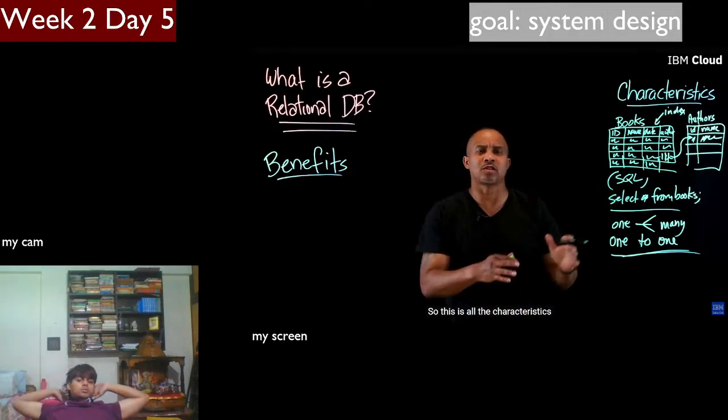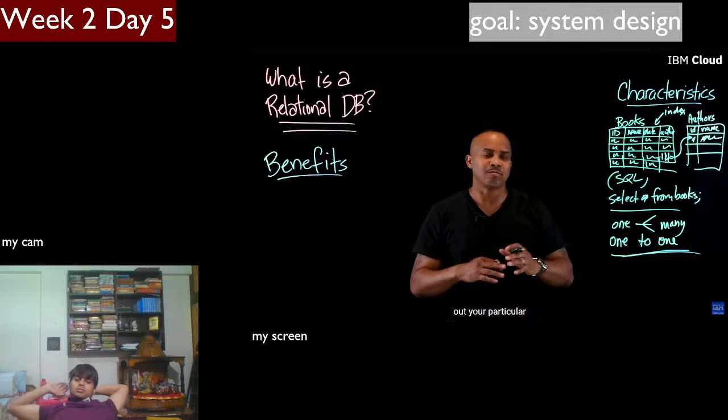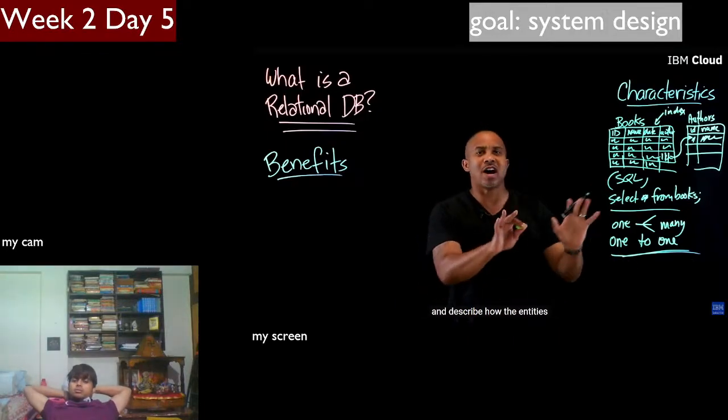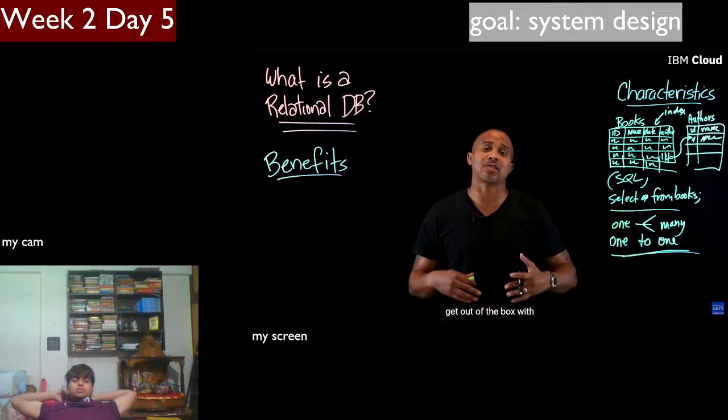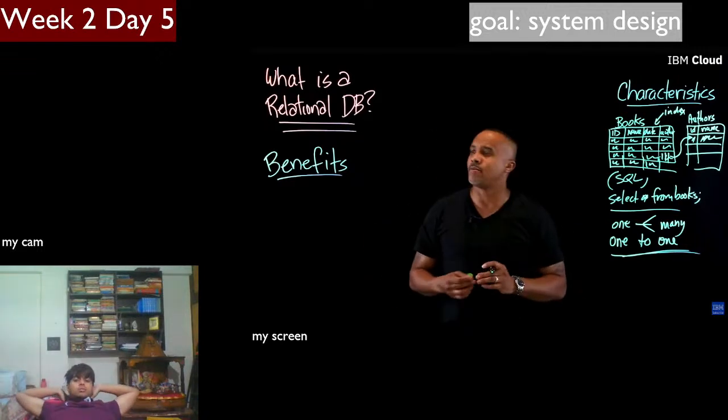So this is all the characteristics of what you kind of have to model out your particular application that you want to build and describe how the entities are related to each other. Now let's switch over here to some of the benefits that you're going to get out of the box with a relational database that you want to use.